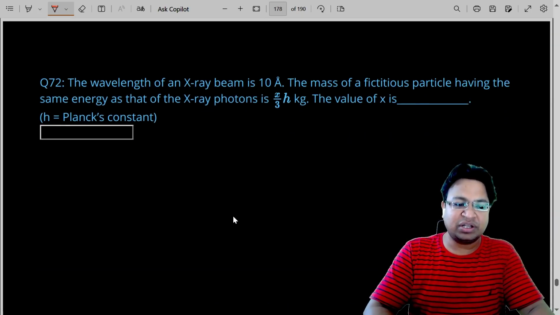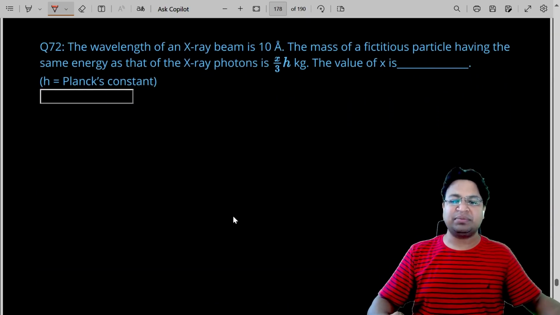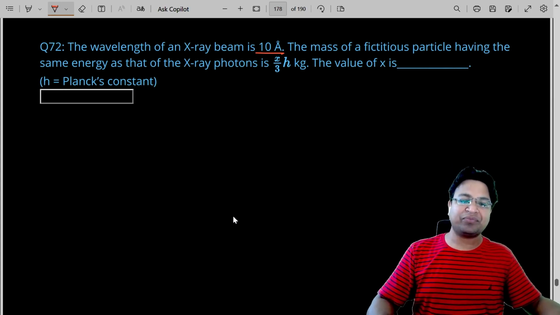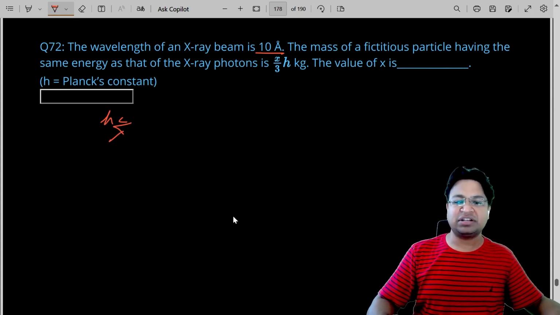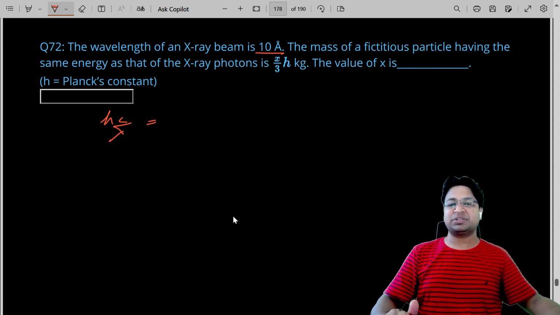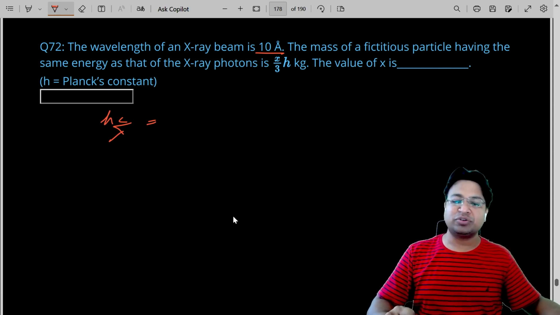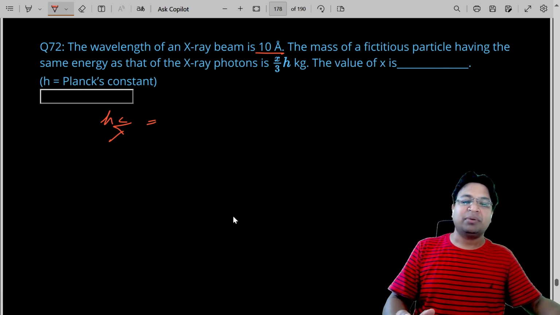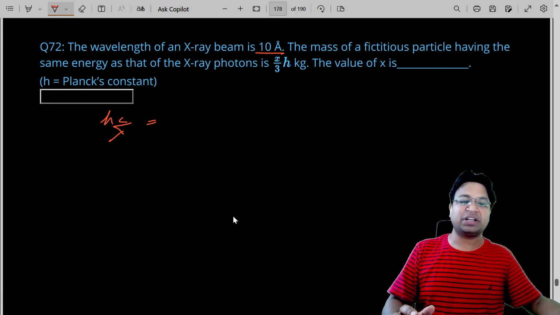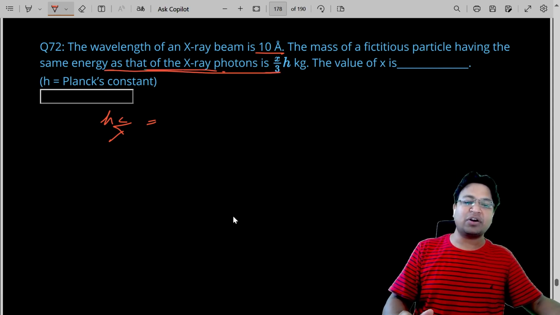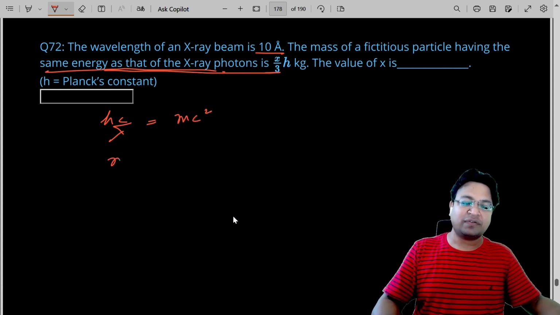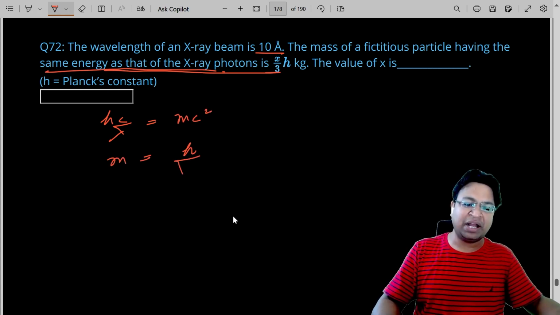We next go to question number 72. The wavelength of an X-ray beam is 10 angstrom. The mass of the fictitious particle having the same energy. See, hc by lambda is the energy of the photon. And if the same energy is possessed by a particle, then what should be its mass? We are talking about the rest mass energy here, not the kinetic energy, because the question simply says the mass of a fictitious particle having the same energy, it doesn't talk anything about the velocity. So we are definitely talking about the rest mass. So mc square equals hc by lambda, and from here m is h by lambda c.